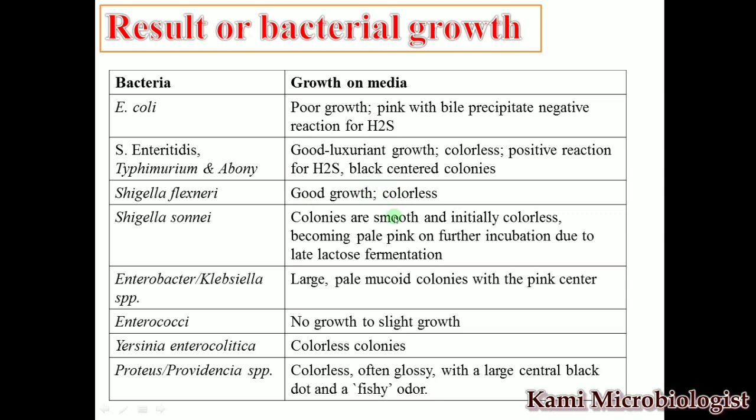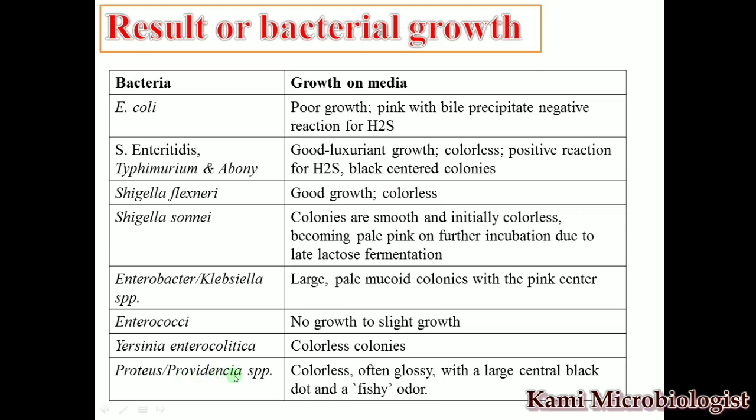Shigella sonnei also shows colonies, and they are smooth, initially colorless. Moreover, they become pale pink on further incubation, due to late lactose fermentation. This is how Shigella sonnei will look. We have Enterobacter and Klebsiella, which show large pale mucoid colonies with a pink center. Then we have Enterococci, which are not growing, or sometimes growing poorly. We have Yersinia enterocolitica, which also shows colorless colonies.